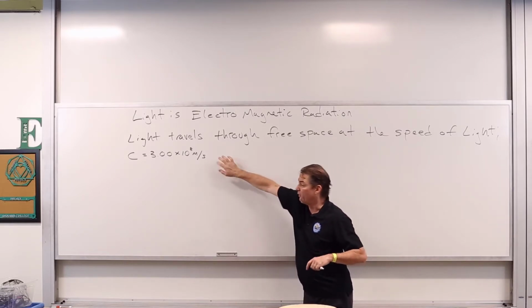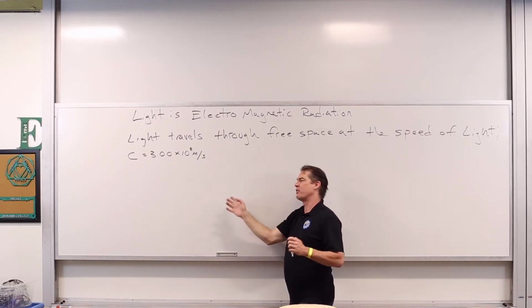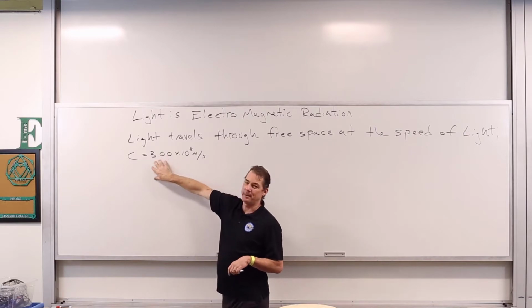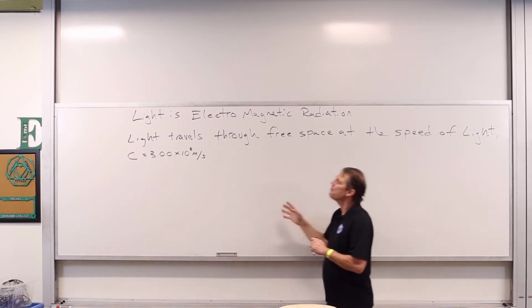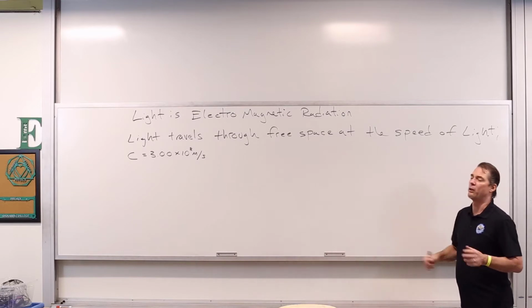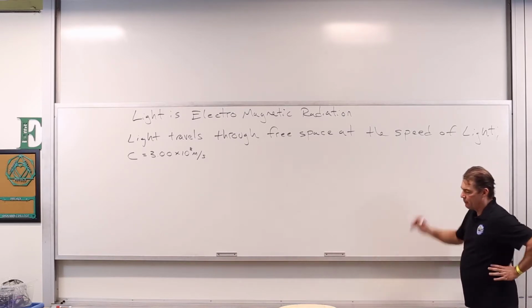There are always going to be less than this. But this is through free space. And actually, through air is approximately the same. It's a little bit less than this, but to three significant figures, it's still 300 million meters per second, light traveling through air.